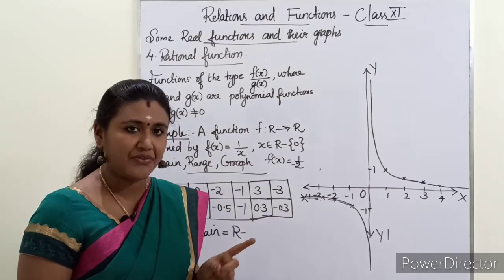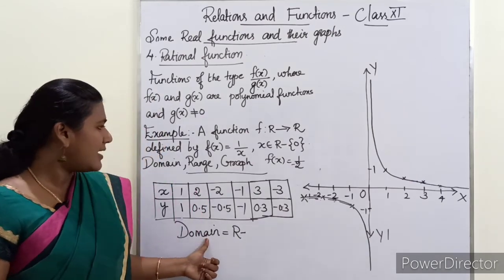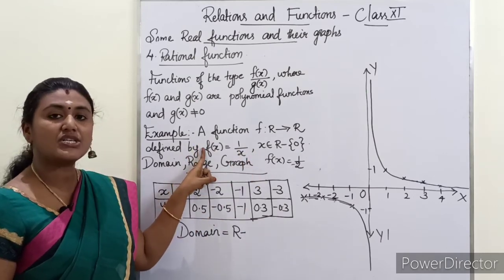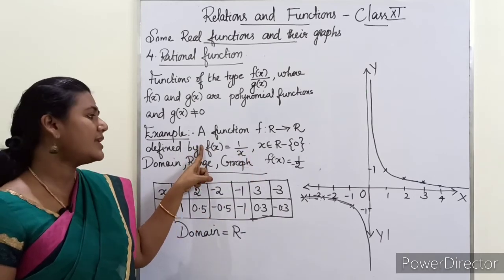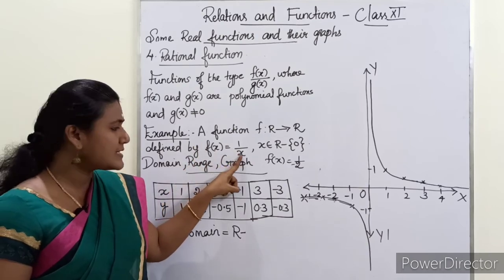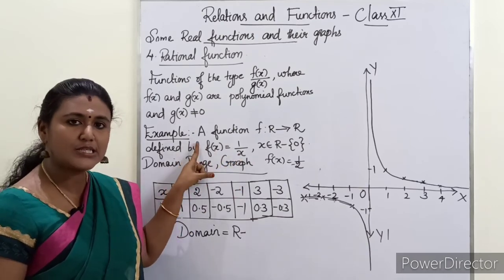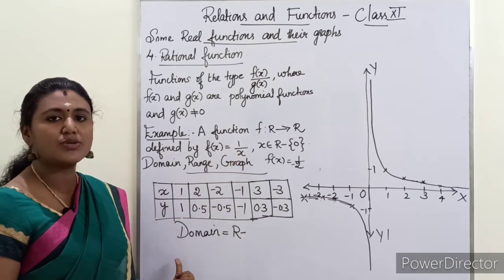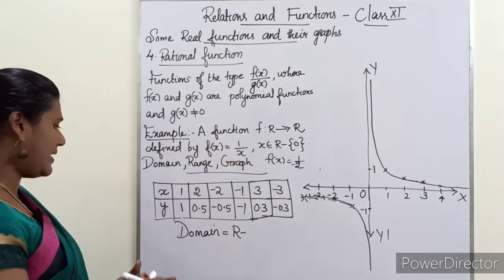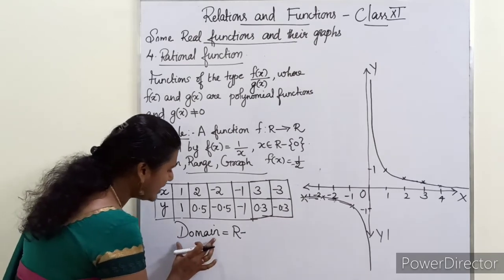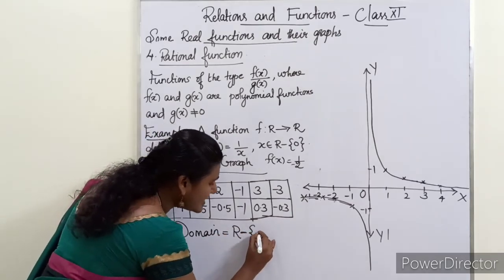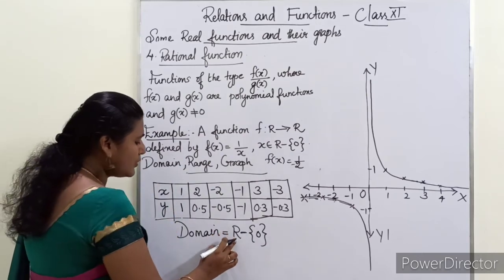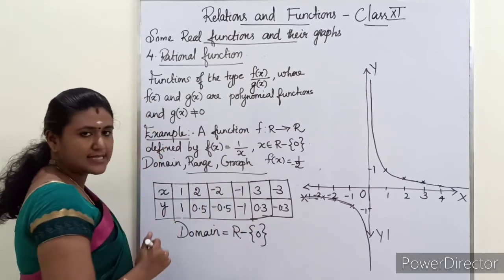Again I am repeating, in another way we can define domain. The domain is the values of x at which the function is defined. So here in this question, if you take x is equal to 0, the function is not defined. So you cannot take x is equal to 0 as a value of x. So here domain will be R minus set 0. So x cannot take value 0.